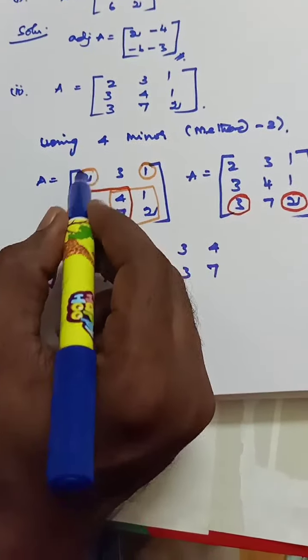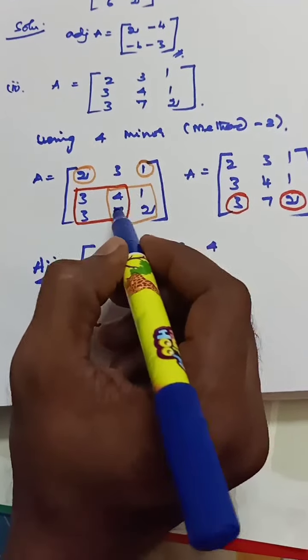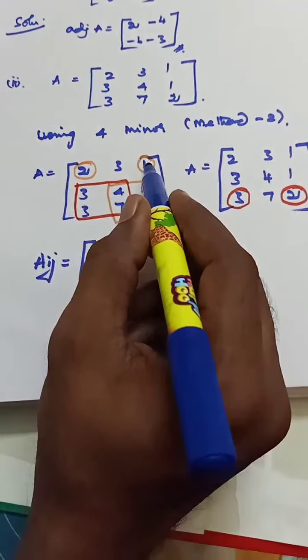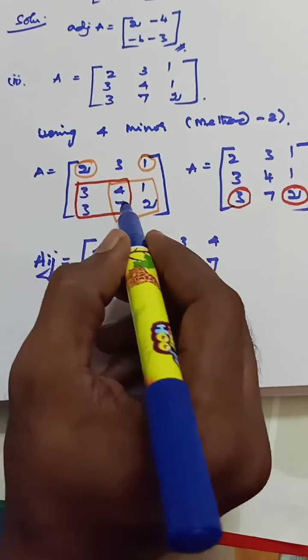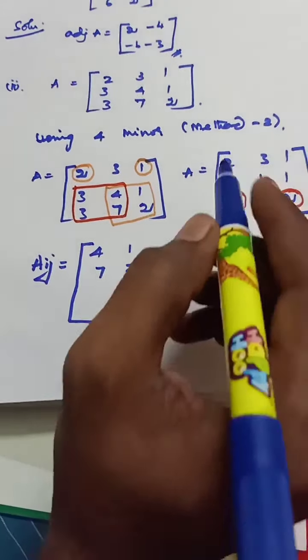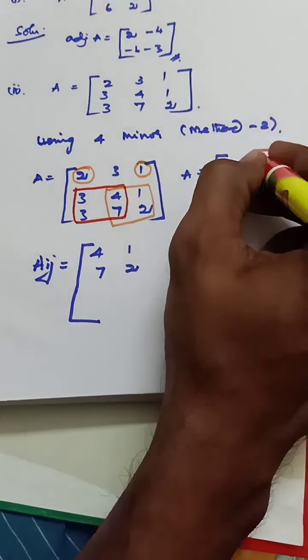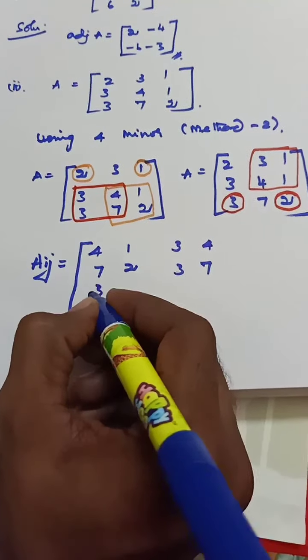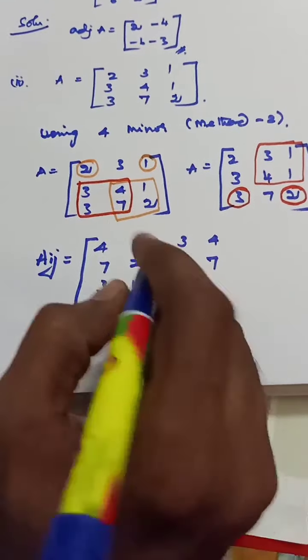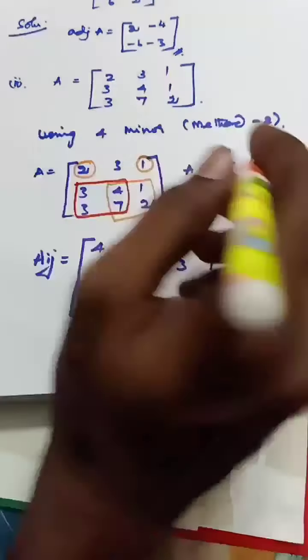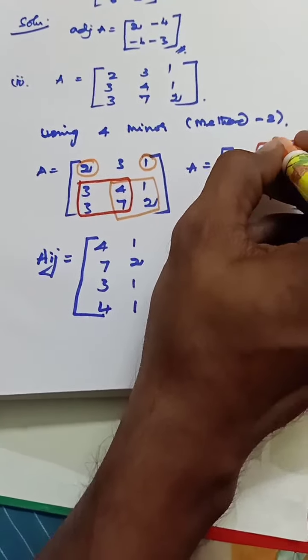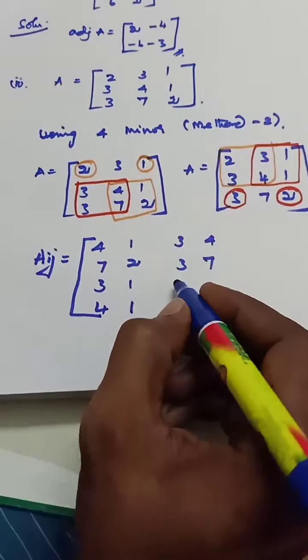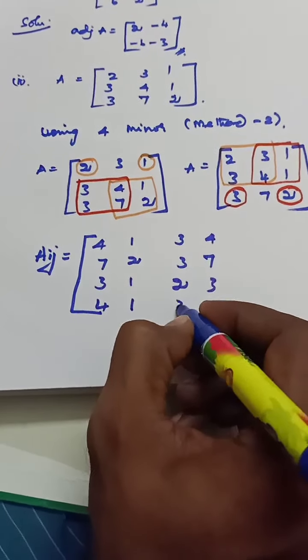So what I am doing is, the minor of 2 is 4 1 7 2, your first 4 entries, and the minor of 1 is 3 4 3 7, this second 4 numbers. Here the minor of 3 is these 4 numbers, so that is our next row. It is 3 1 4 1, and again for 2 we have to follow these 4 numbers. So it is 2 3 3 4.